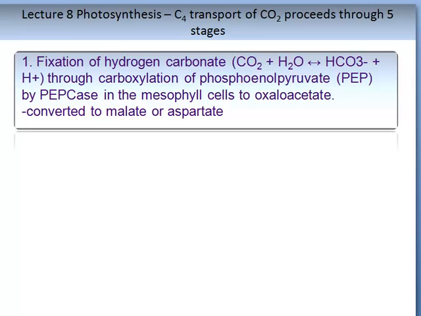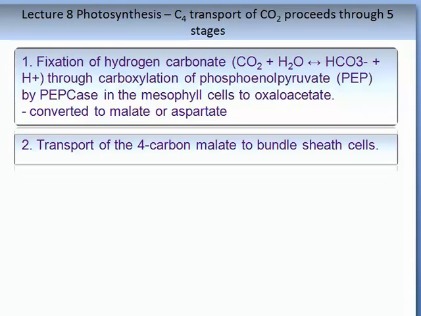The first stage is the fixation of the hydrogen carbonate through carboxylation of the phosphoenolpyruvate, or PEP, by the enzyme PEPC. This occurs in the mesophyll cells. Oxaloacetate is converted into malate or aspartate. The second stage is the transport of the 4-carbon malate to the bundle sheath cells.